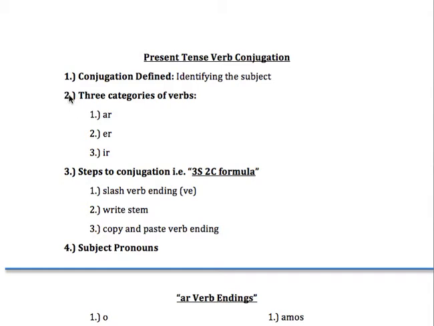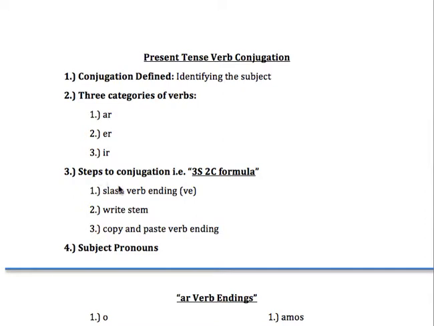There are three main categories of verbs. There are AR verbs, ER verbs, and IR verbs. Essentially all that means is the very end of the verb is going to end with an AR, ER, or IR, and we'll talk about that more in just a second.